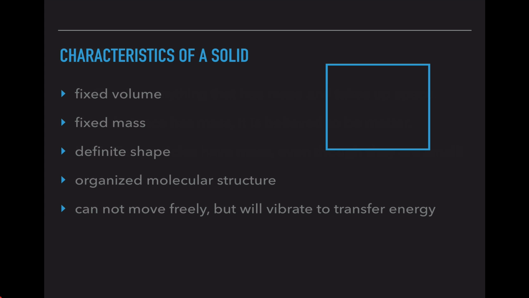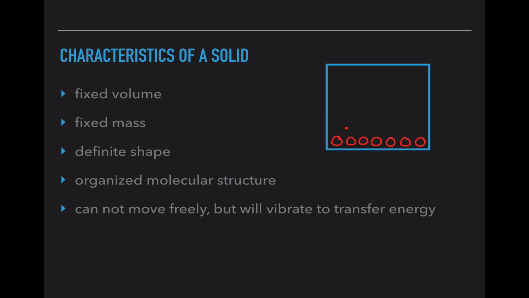It has an organized molecular structure, meaning that the structure is always neat and orderly and tidy, but those molecules cannot move freely. They vibrate to transfer energy. So we're going to focus on these two examples. The first one, the organized molecular structure. I'm going to draw a molecular diagram of a solid.